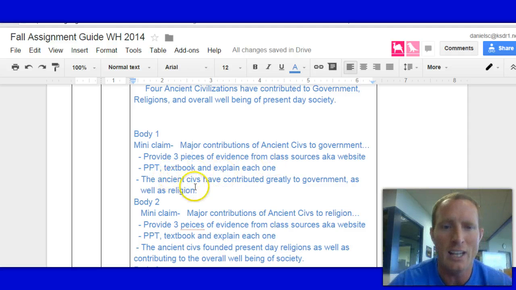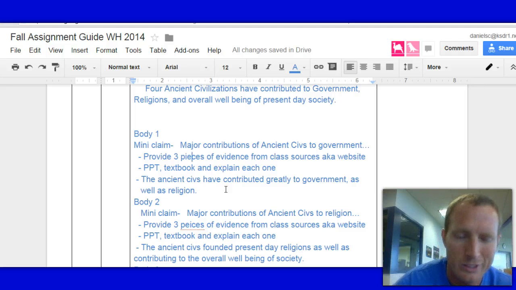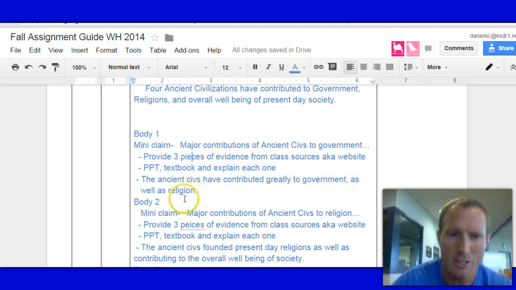The next thing is the ancient civilizations have contributed greatly to government as well as religion. Here is the transition to body paragraph number 2. So to recap body 1, do your mini claim that says we're talking about government and here are the things that the ancient civilizations have given to government. Then you're going to have 3 pieces of evidence that say here is what they gave to government, 1, 2, and 3. Then you're going to explain each one as to how it's important to government today. And finally, you're going to then transition into body paragraph 2.